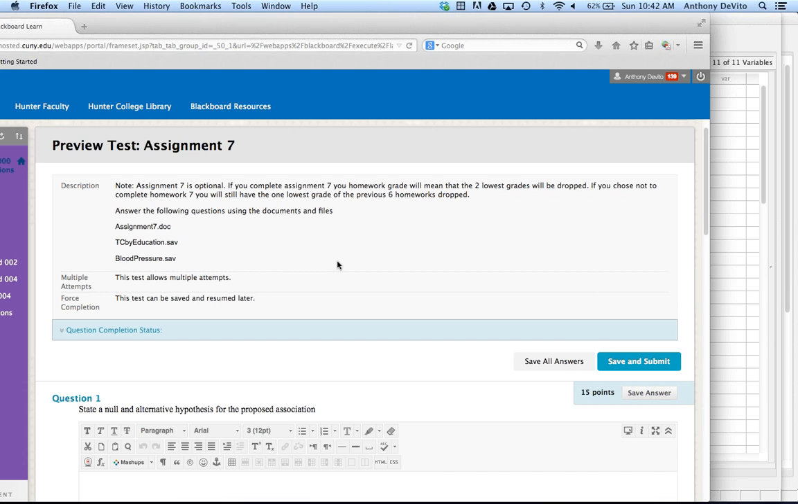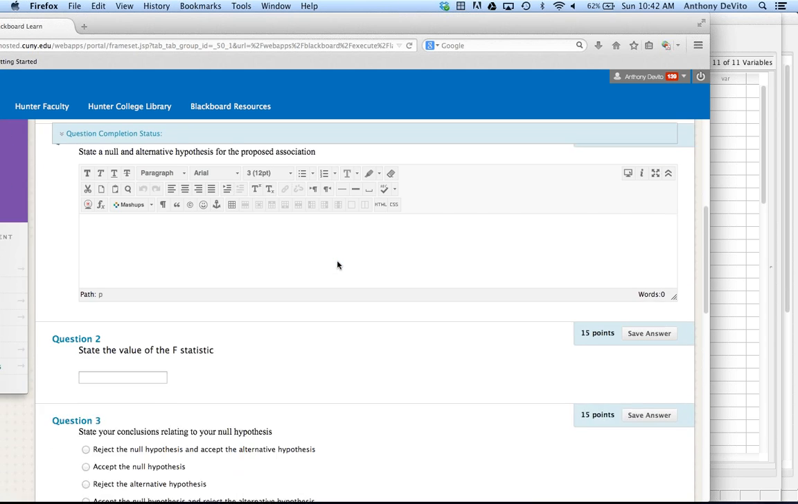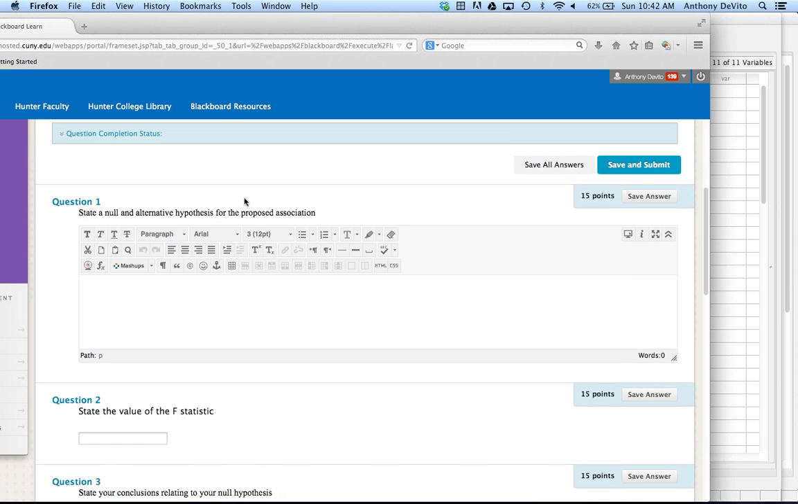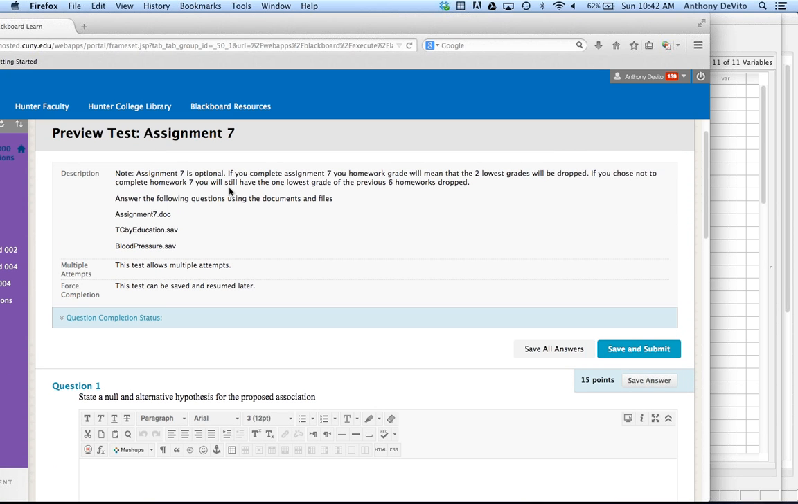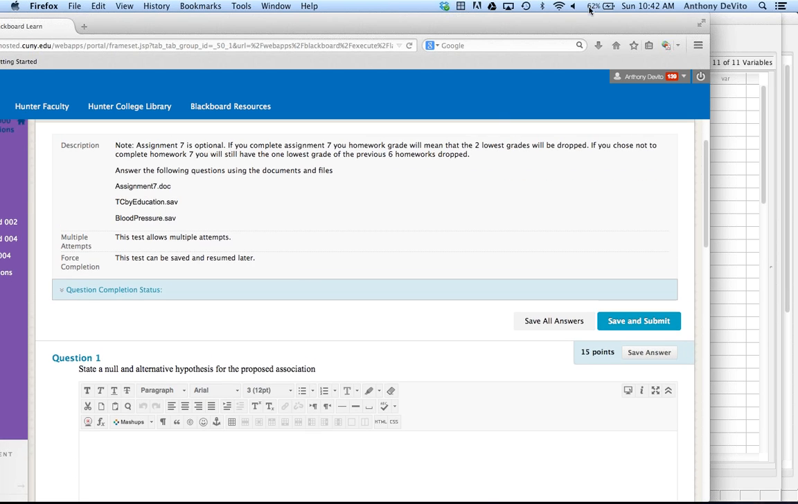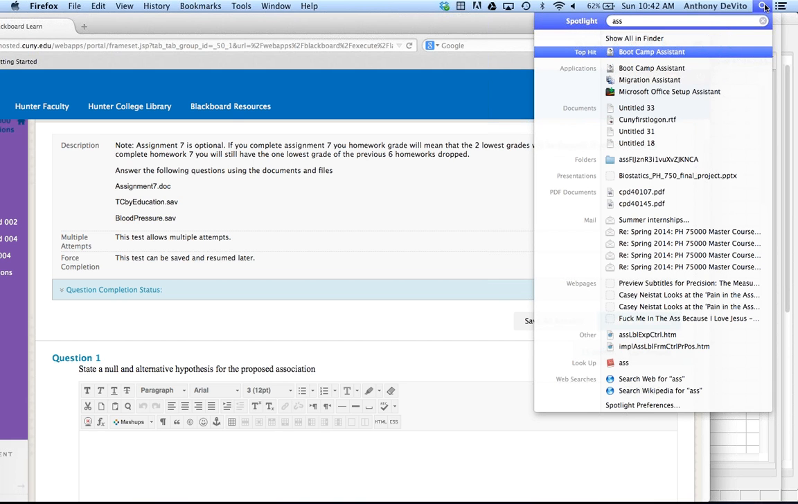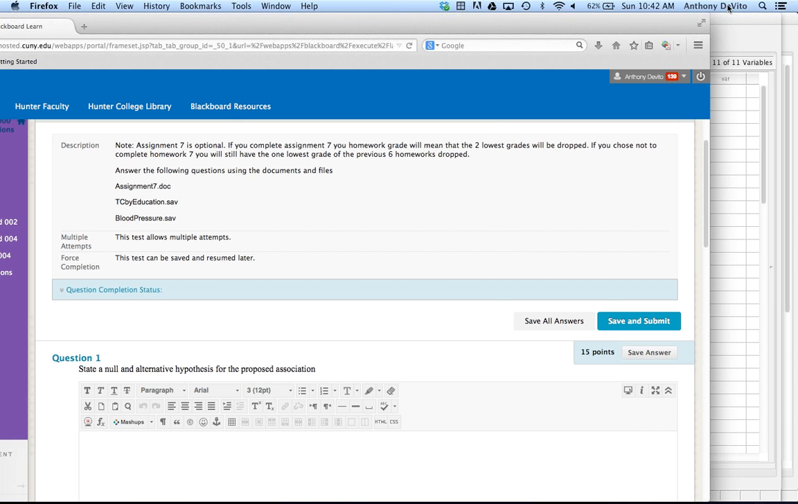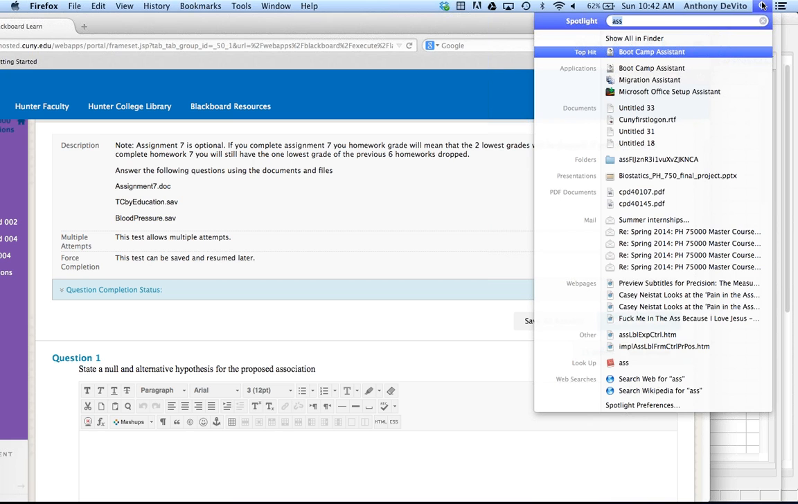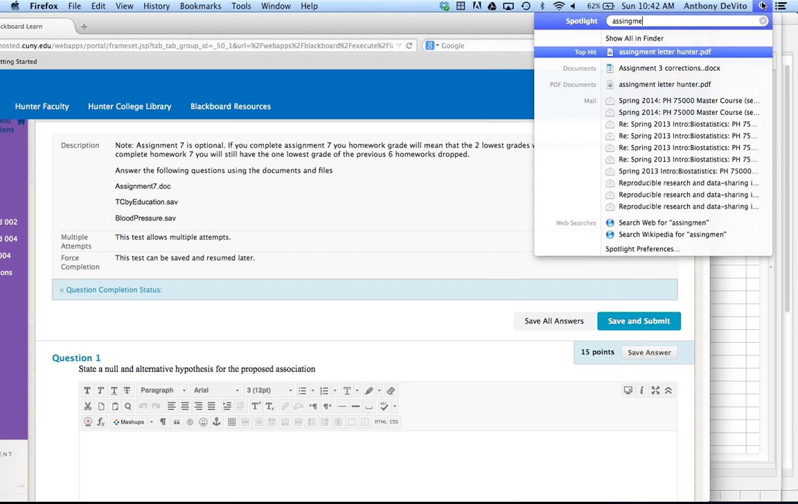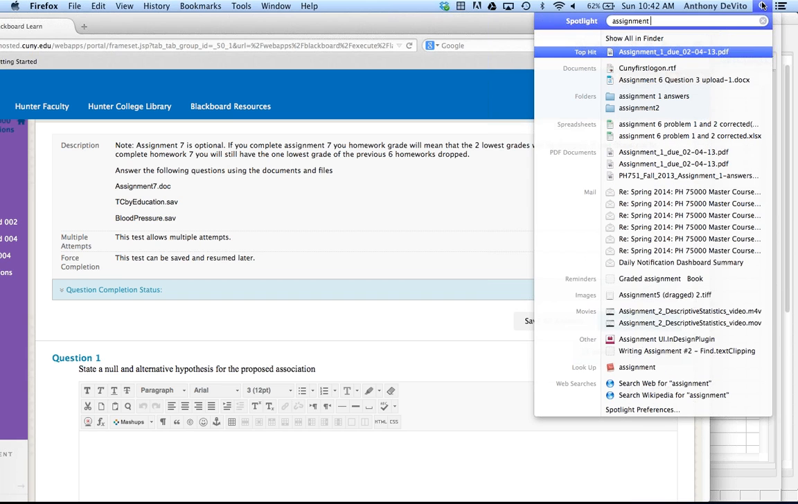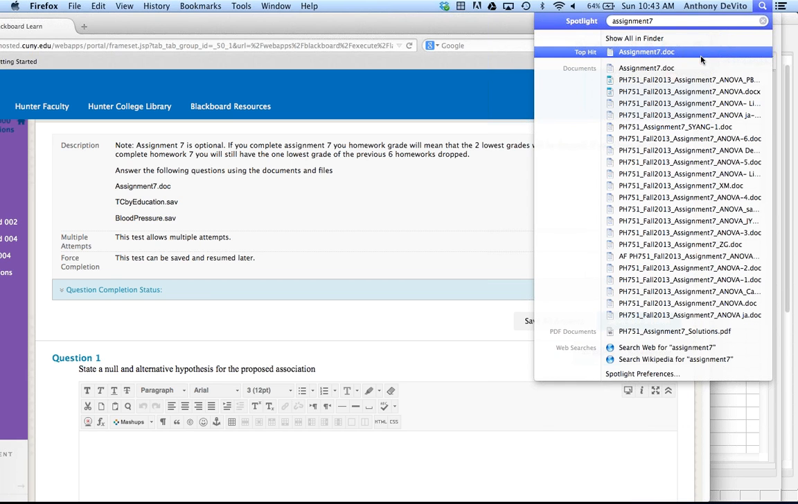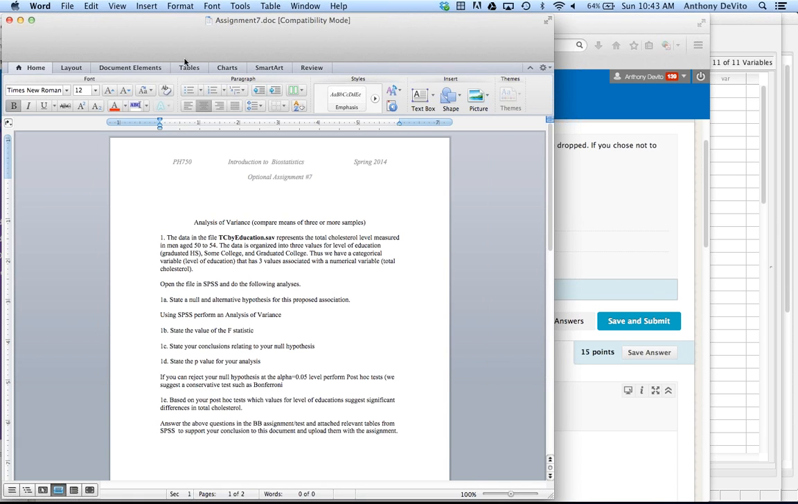Assignment 7 complete. Okay, we don't need to know that. Question 1. State a null and alternative hypothesis for the proposed association. We're going to have to open that document, right? Assignment 7.doc. Let me move this out of the way. Okay, let's open this up. Okay, let's take a look at this. Let me blow it up.